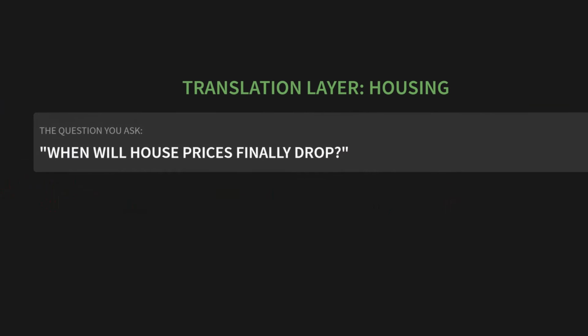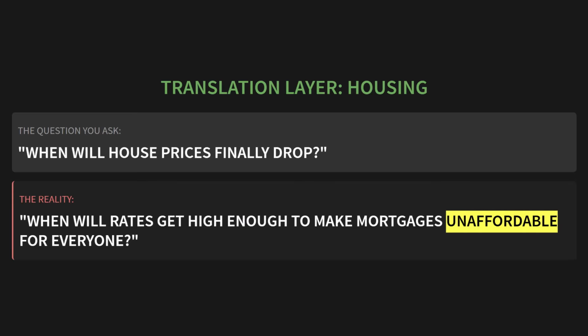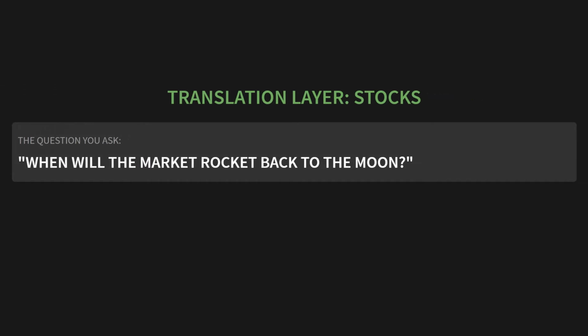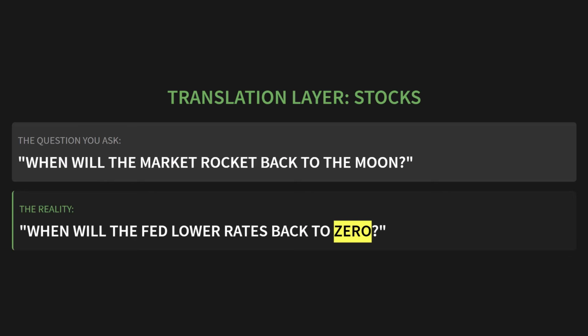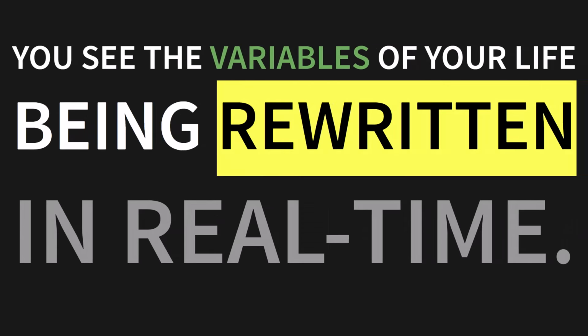So let's create a translation layer for this. Let's start with housing. The question you're probably asking is, when will house prices finally drop? But the reality, the question you should be asking is, when will rates get high enough to make mortgages unaffordable for everyone? Okay, how about stocks? The question you might be asking is, when will the market rocket back to the moon? The reality of that question is, when will the Fed lower rates back to zero? You now possess the source code. The next time you see the Fed chair walk up to that podium, you won't just hear a percentage change. You will see the variables of your own life being rewritten in real time.